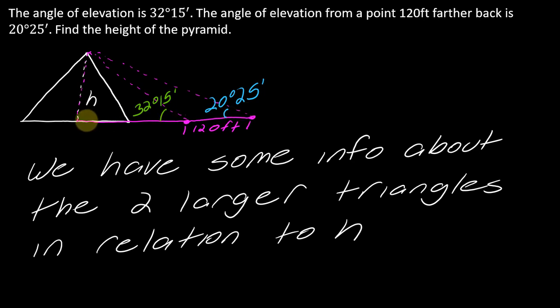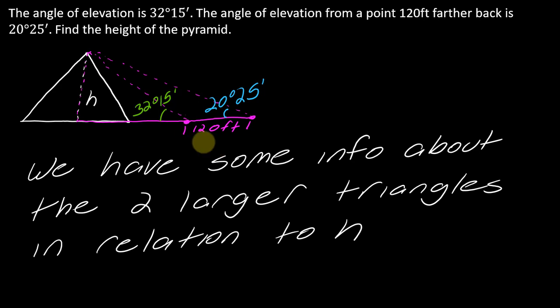So this is important to note where your info is coming from, because any relationships that I set up are actually going to be in terms of these angles of elevation, these larger triangles that you see. Besides the H, we're not really using this white triangle to help us solve this. Okay.